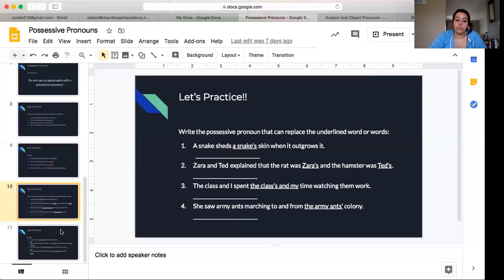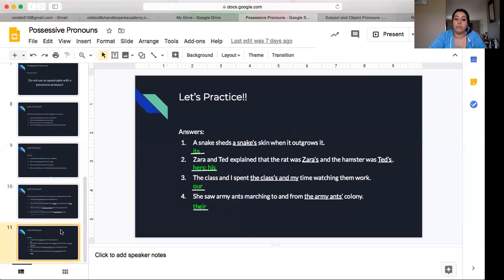Let's check our work. Number 1, a snake sheds a snake's skin when it outgrows it. We should have replaced a snake's with its. So our sentence would say, a snake sheds its skin when it outgrows it. Number 2, Zara and Ted explained that the rat was Zara's and the hamster was Ted's. We should have replaced Zara's with hers and Ted's with his. So our sentence would say, Zara and Ted explained that the rat was hers and the hamster was his.